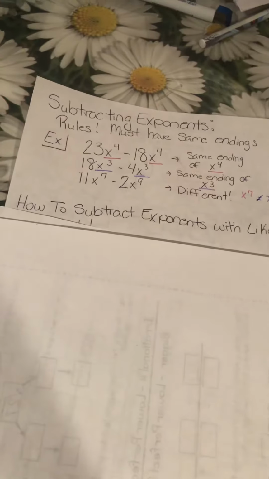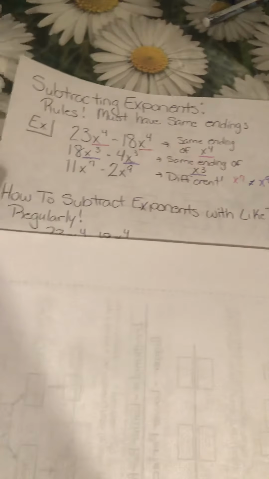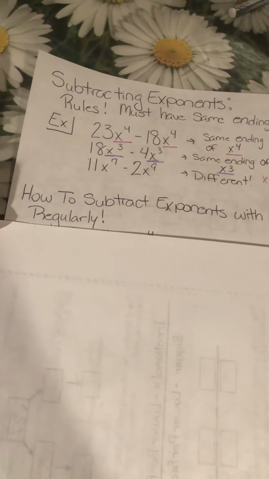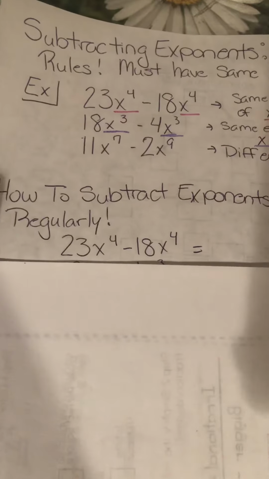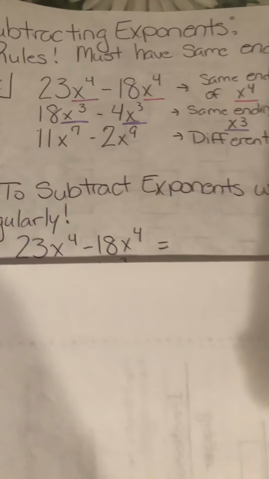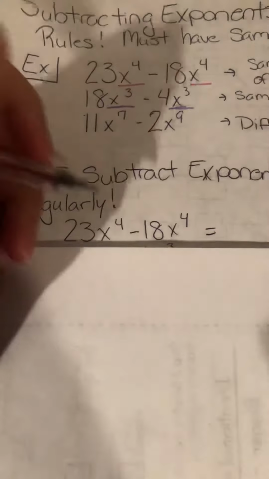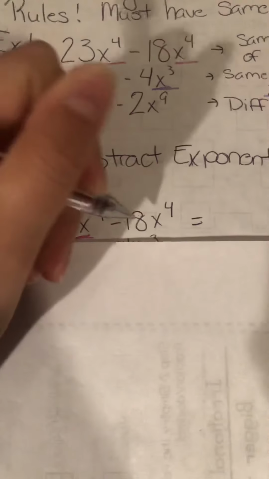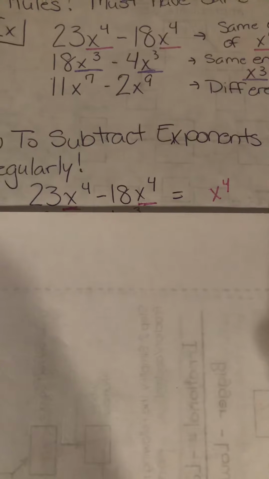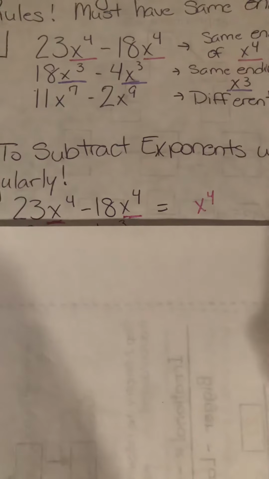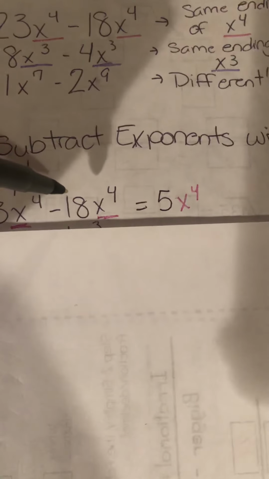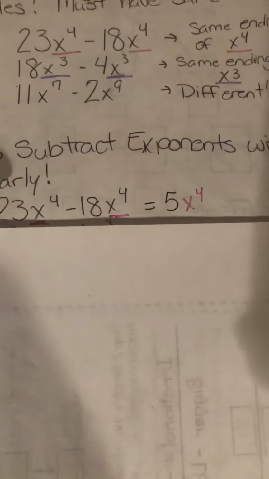All right, so here is how to subtract exponents with like terms, exactly like we added them regularly. This time we are just subtracting. So 23x to the 4th minus 18x to the 4th have the same ending of x to the 4th, so my answer is going to be something times x to the 4th. Well, what's 23 minus 18? 5. So 23x to the 4th minus 18x to the 4th gives me 5x to the 4th.